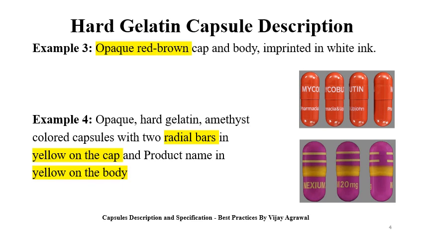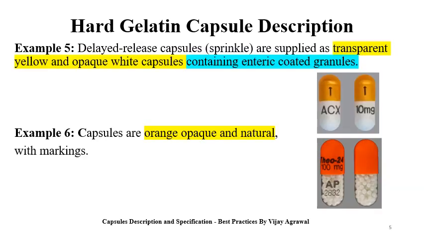Those are called radial bars because of the radial printing, and one bigger band is there in the center position of the capsule. So that is band sealing. Band sealing I will discuss in the upcoming slides. Example 5. Delayed release capsules sprinkle are supplied as transparent yellow and opaque white capsules containing enteric coated granules. Here the enteric coated granules are in the capsule, so that description is given there.